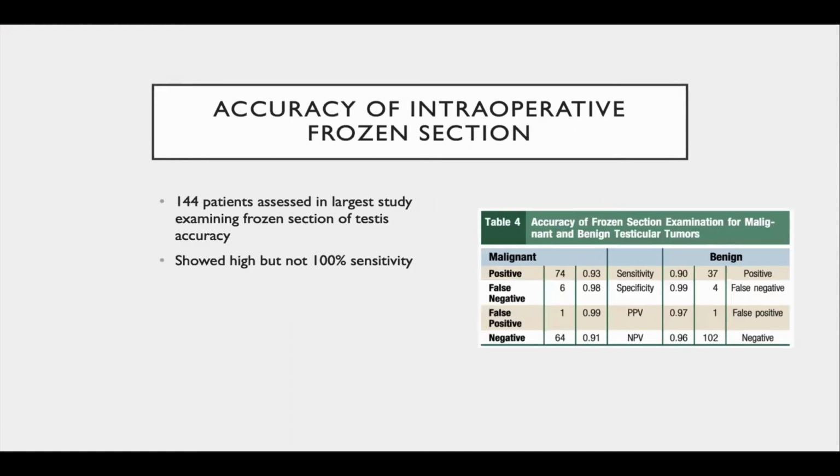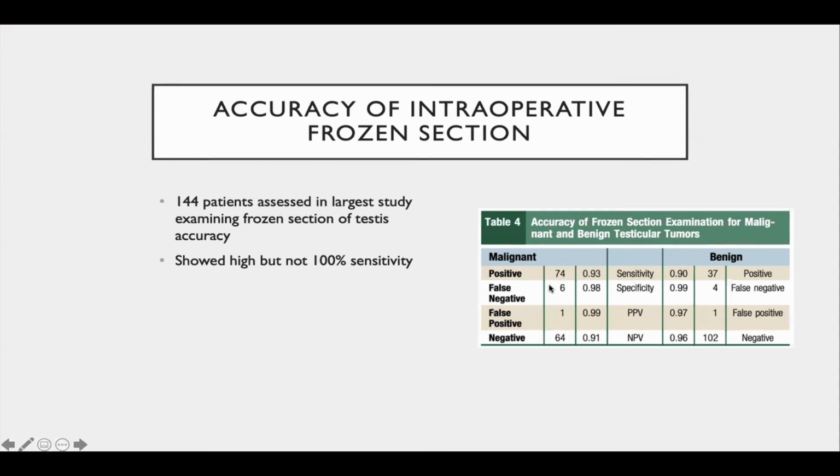In regards to the accuracy, it appears that we're pretty good. This is one of the largest studies looking at men who underwent partial orchiectomy, comparing the intraoperative frozen section and then the final pathology. This was about 144 guys. It's a bit of a confusing table here. This is just split between the lesions that ended up being malignant or benign.